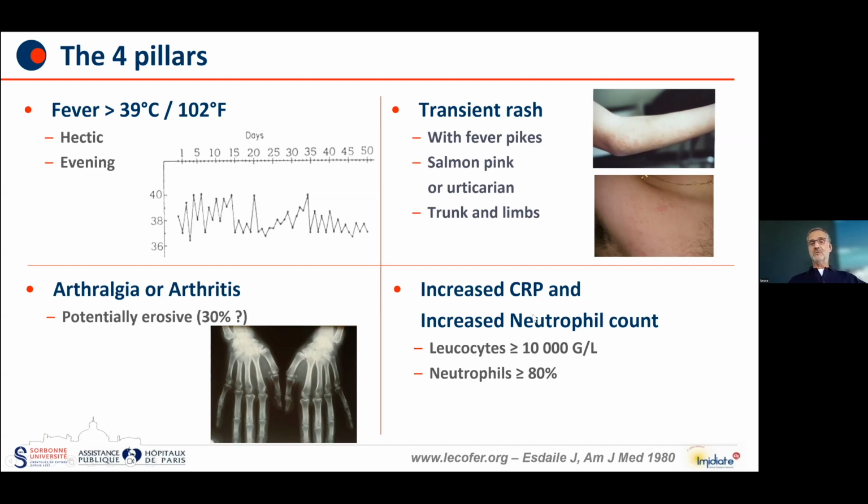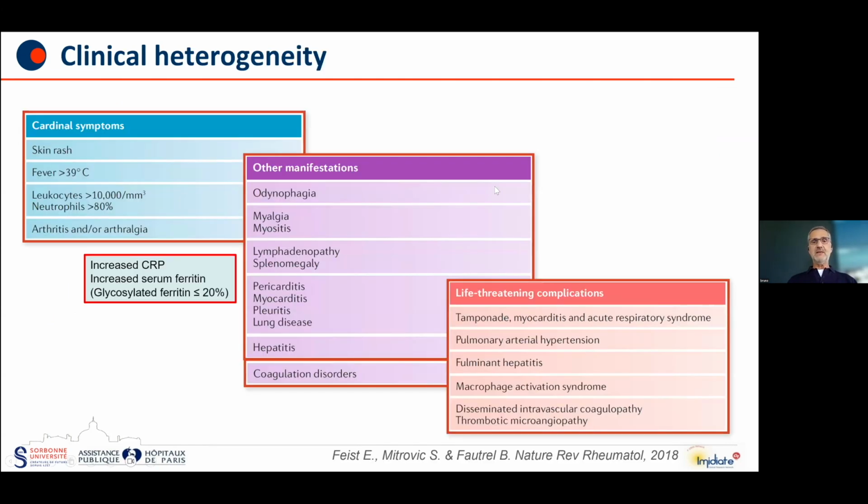And finally, the fourth pillar is the increased CRP and the increased neutrophil count. So it means that you have a lot of inflammation in this patient. Besides that, you have many other manifestations that have been described. Dr. Canard discussed the cardiac involvement, pericarditis, myocarditis, pleuritis, and liver function test increase. You also have life-threatening complications: fulminant hepatitis, macrophage activation syndrome.